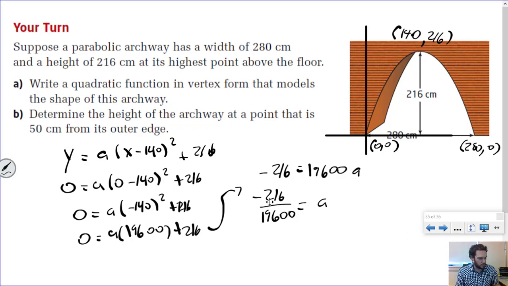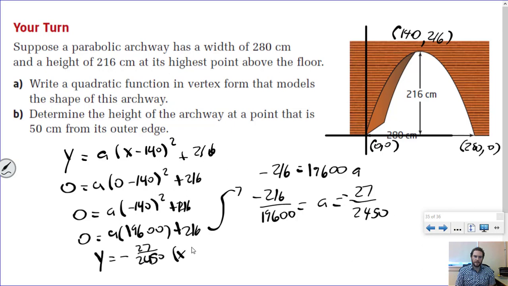If we simplify this a little bit, we get negative 27 over 2,450. So what that means is my equation is y equals negative 27 over 2450 times x minus 140 squared plus 216.